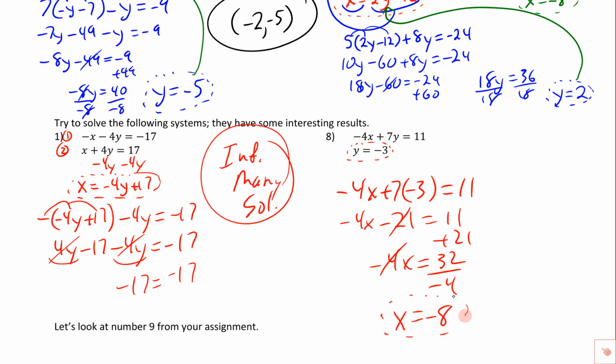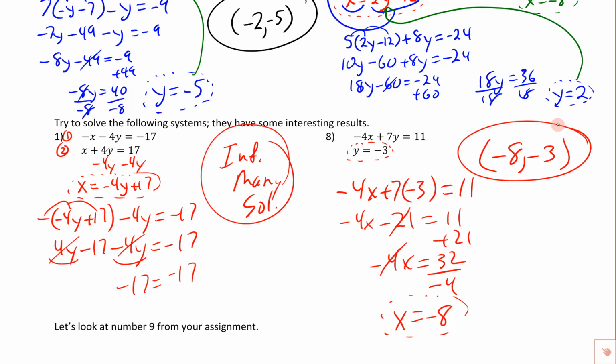So I'm going to put a dotted circle around that right there. They already gave us one of the answers. It took a little bit of work, but not much to get the other one. So we end up with this, negative 8 comma negative 3. So we're going to circle that. We're done with the notes.